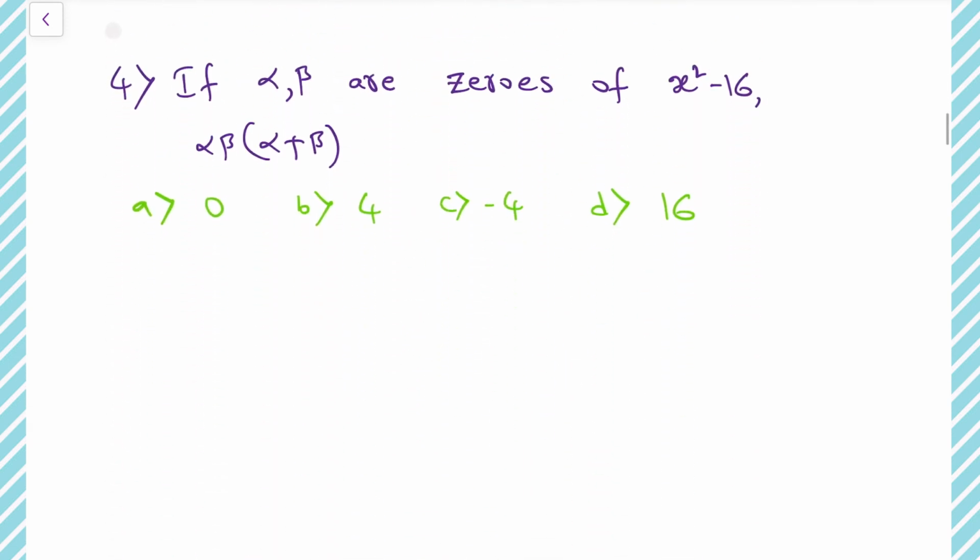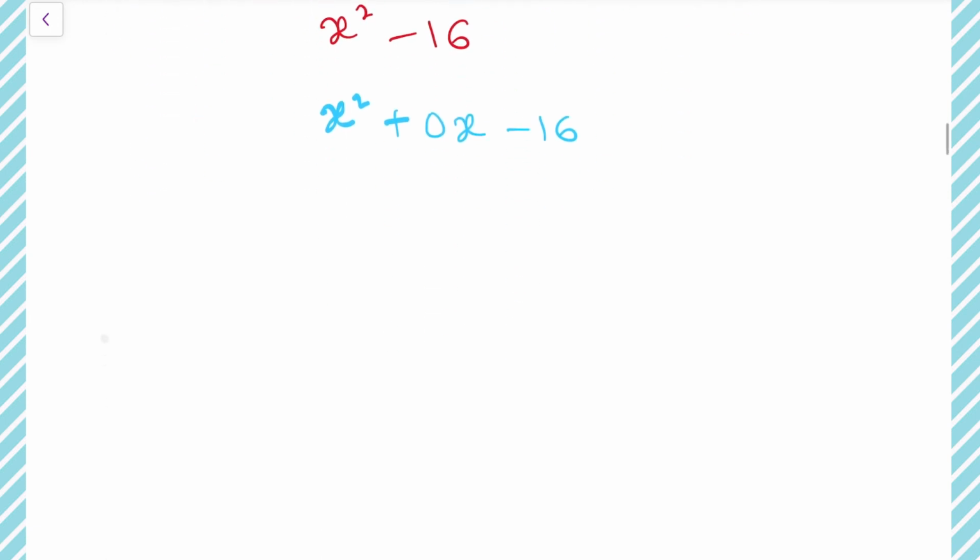Next, if alpha comma beta are the zeros of x square minus 16, then what is the value of alpha beta into alpha plus beta? X square minus 16. Now if we observe this given polynomial clearly, in that x term is missing, so that's why I am writing that as x square plus 0x minus 16. Now let us check what exactly he is asking. He is asking the value of alpha into beta into alpha plus beta.